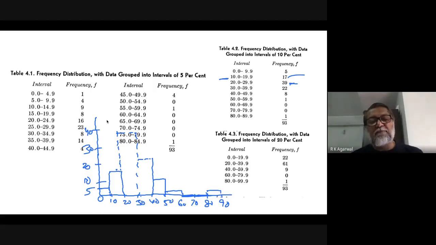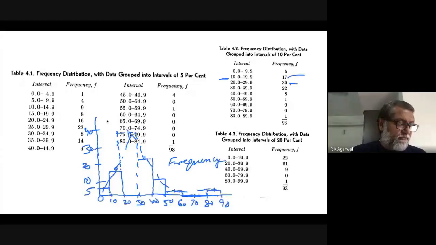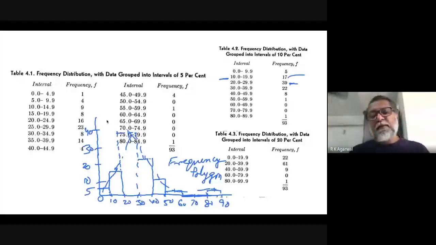And then you just mark the midpoints of these bars and join them, and what you get is a frequency polygon. The frequency polygon is a line which we get by connecting the midpoints of all the bars in a histogram. Is this okay? Can we go back to the earlier slide?